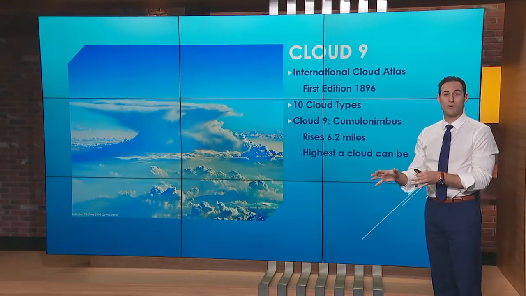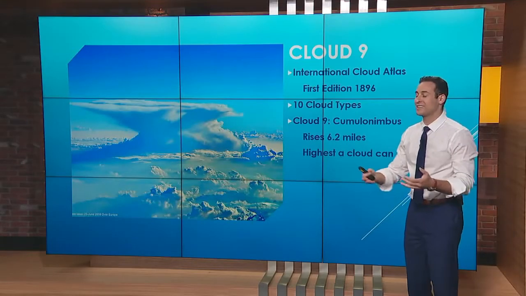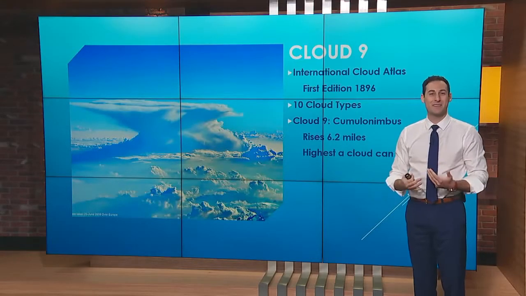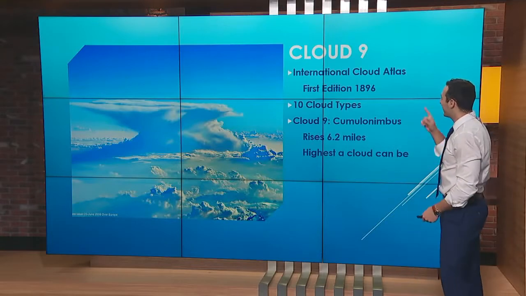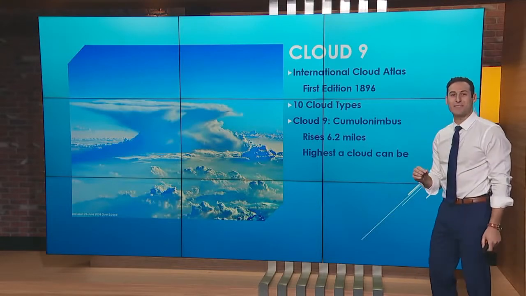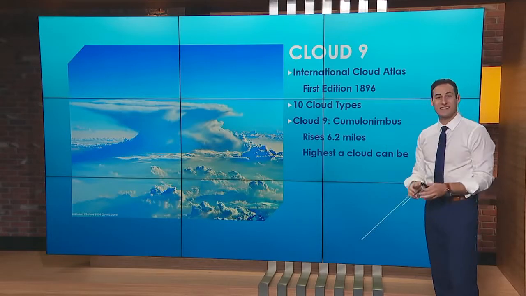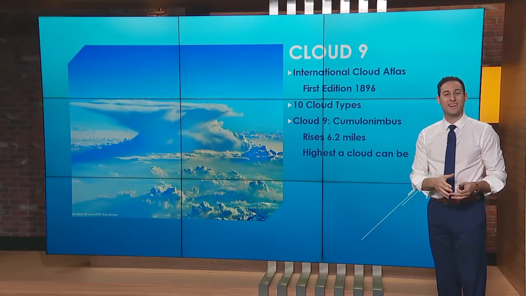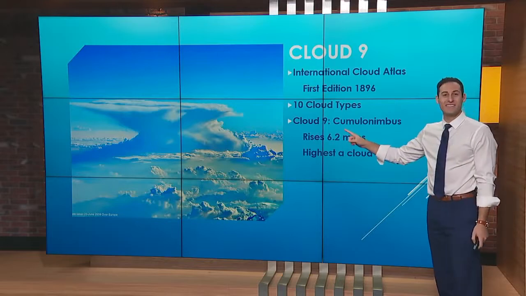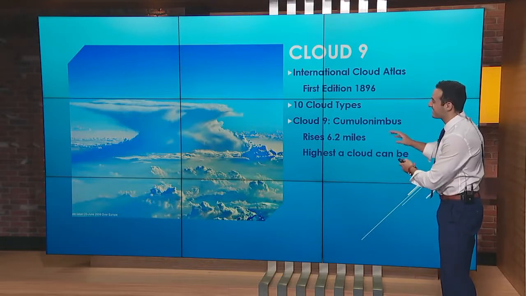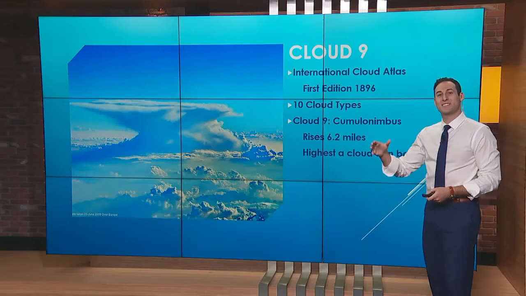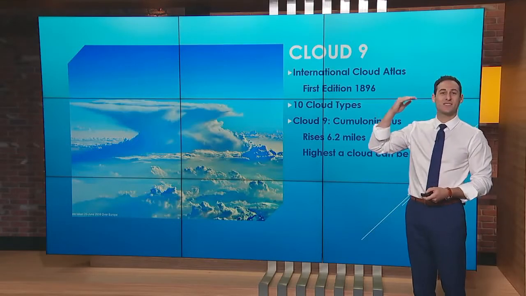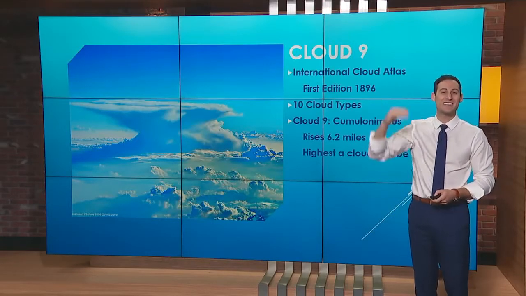So cloud 9 is a term you might have heard before we get into mammatus clouds. You might have heard someone say, "Oh, I love this, I'm on cloud 9," meaning I'm happy, I'm excited. Well, I want to tell you where that comes from. The International Cloud Atlas came out first in 1896, and it defined the 10 cloud types we went over in Clouds Part 1. Cloud 9 is the Cumulonimbus cloud, and that is the highest cloud there is. So when someone says, "I'm on cloud 9," it means you're elated, you're so happy, you're as high as you can get. And that's where that comes from. A little trivia for you there.